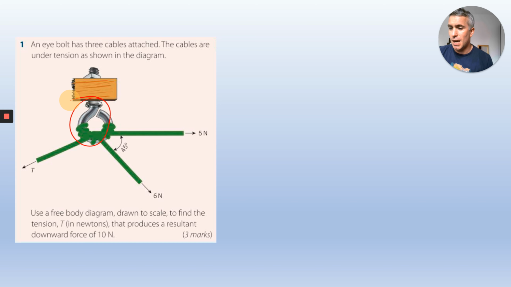The tensions are 6, 5, and T. 6 and 5 are at 45 degrees to each other. Use a free body diagram drawn to scale, so you'll need a ruler and a protractor, to find the tension in newtons that produces a resultant downward force of 10 newtons. So, here we go. That last one is hard, but have a go.